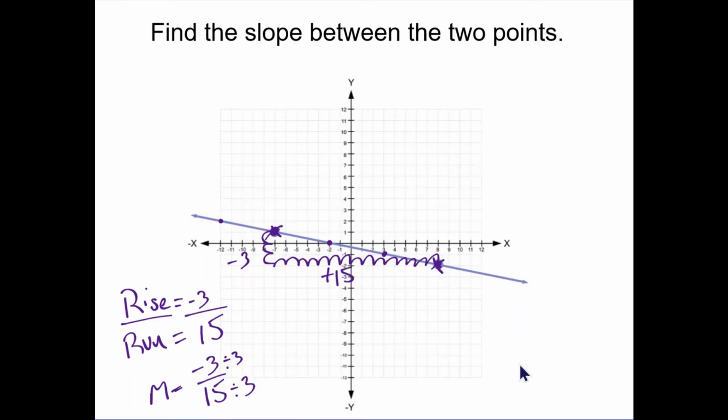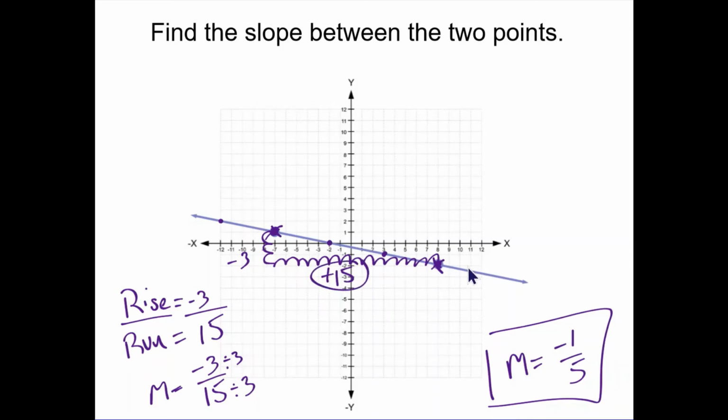So I'm going to divide each of those by 3 and get that my simplified slope is -1/5, or -1 over 5. What that's really saying is that I'm going down 1 for every 5 that I go over. So this is a little bit of a pain to have to count all that distance, and actually it gets much worse. So we don't always want to have to do this.